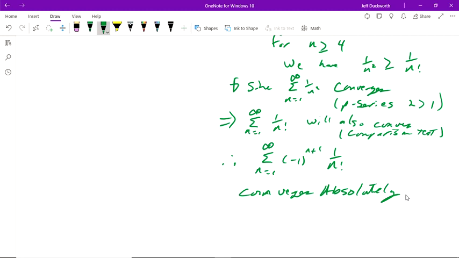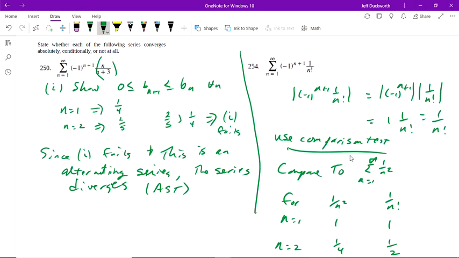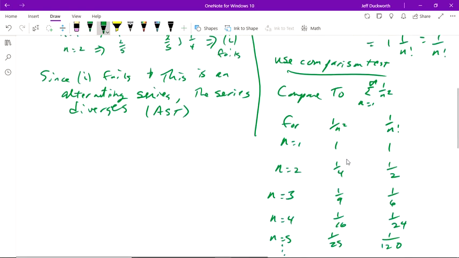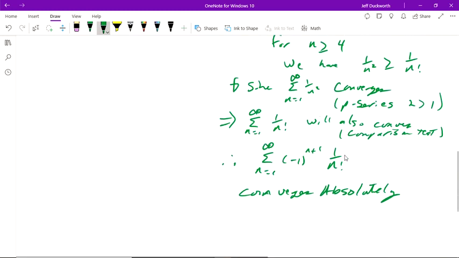Again, this work is necessary to show this. You can show by the alternating series test that it works, but eventually you've still got to do this comparison test with 1 over n factorial to show that that part of it converges. It's easy to show that the alternating series converges. It's less easy to show this. All of these steps are necessary. If you just write down absolute convergence without doing anything, that's no points.